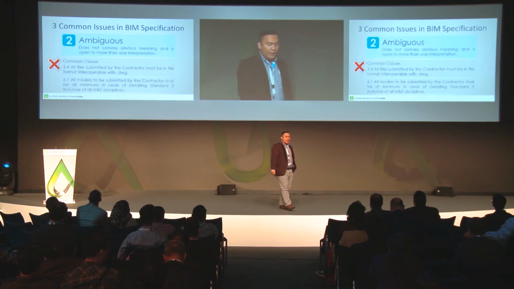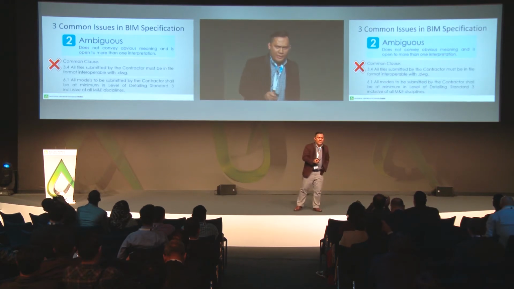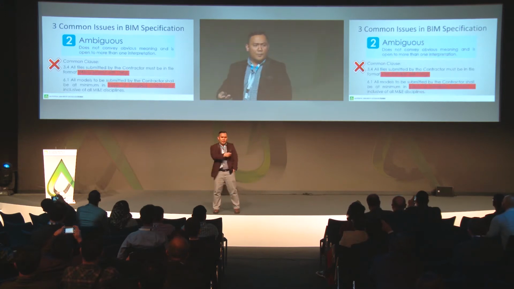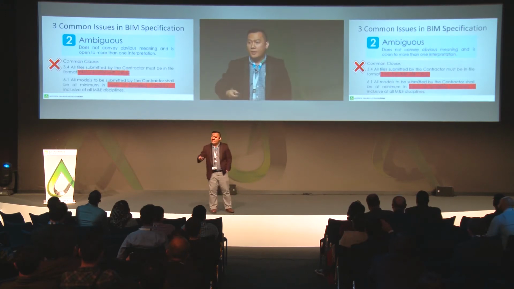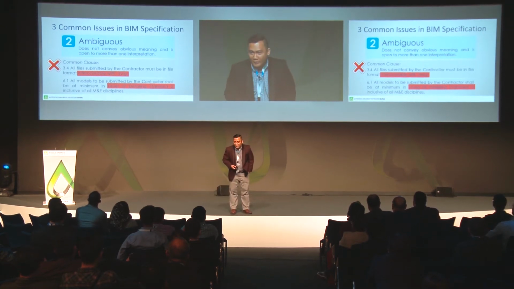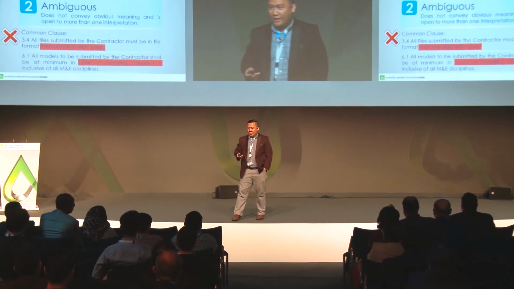So, ambiguous. Again, this is very common in Singapore. It mentioned interoperability, but how can you expect that? He mentioned interoperability and then uses DWG. Do you know what DWG is? It's AutoCAD. It's 2D. I use Revit, but then I give you DWG. Where's the sense there? So this one is wrongly phrased.